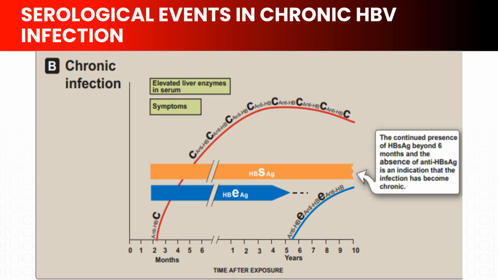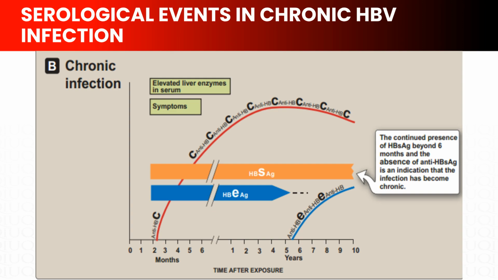In chronic infection, the serological pattern is completely different. HBsAg persists. It doesn't disappear. This is the hallmark of chronic infection. If HBsAg remains positive for more than 6 months, the patient is chronically infected. HBeAg may also persist, indicating ongoing viral replication and high infectivity. Some chronic carriers eventually develop anti-HBe, suggesting lower viral replication, but they're still infected.